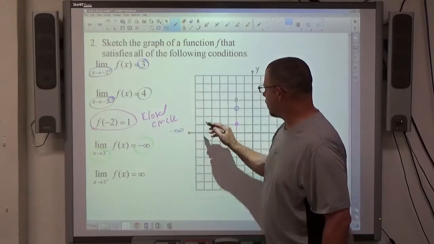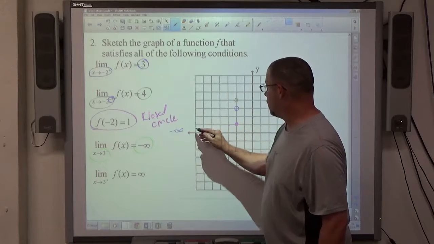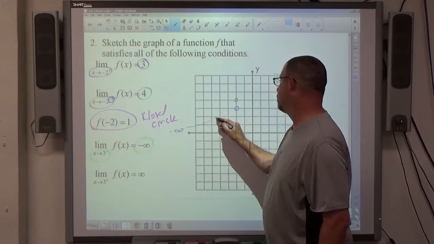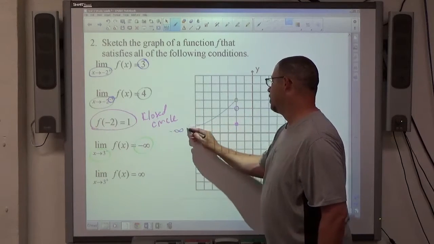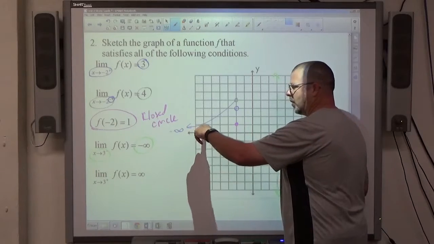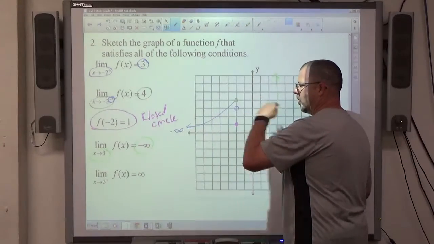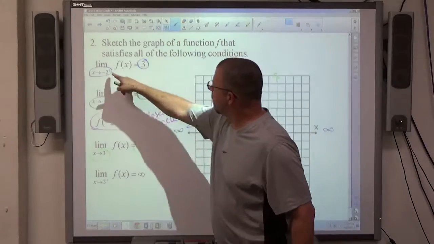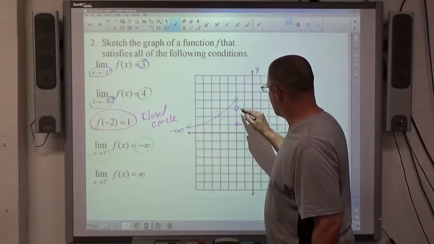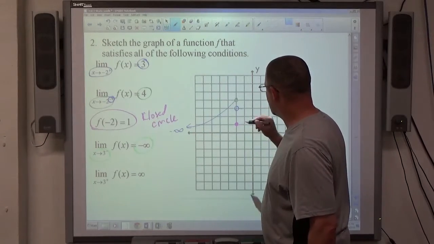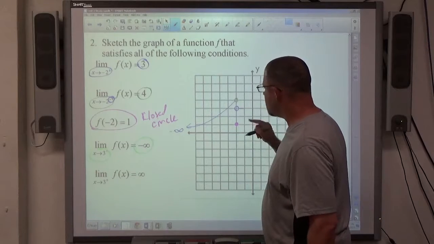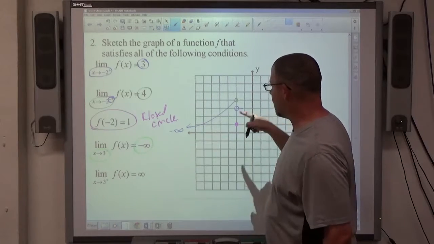I'm supposed to go to 4. So I've got 3 dots I could go to, but I'm coming from the left, so I'm going to go to the dot at 4. If I were trying to determine the limit from the left, the limit is approaching a height of 4. From the right it's approaching a height of 3, so I continue on my graph this way.